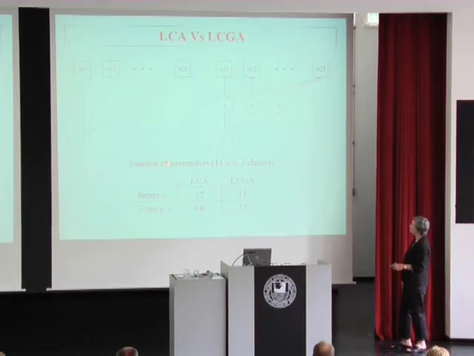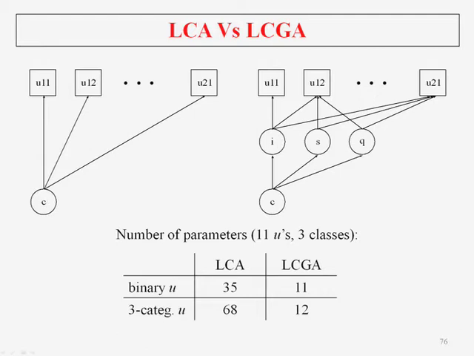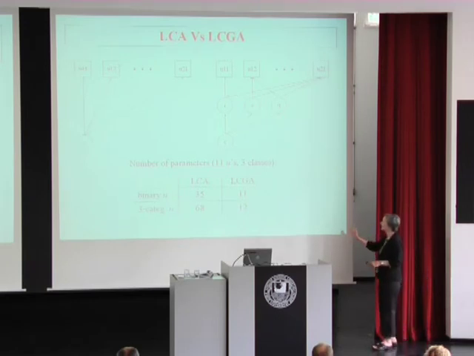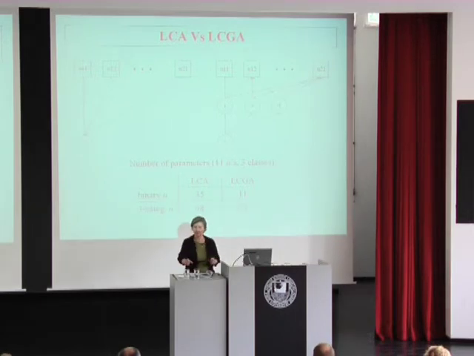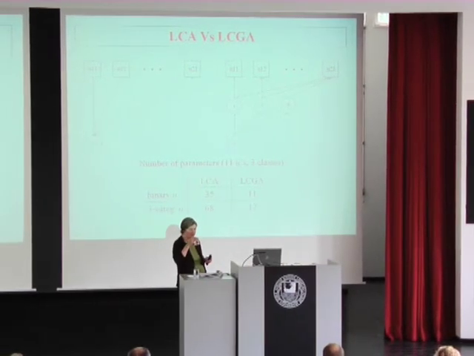If you look at the bottom, you can see the number of parameters for LCA versus LCGA, for a binary U versus the 3-category U that we're looking at. In the LCA for binary, we have 35 parameters, and for 3-category, 68. For LCGA, 11 for the binary, and 12 for the 3-category. So you can see that the LCGA is a much more parsimonious model, which would be a reason to use that model.